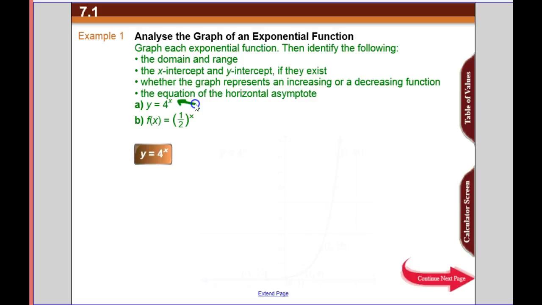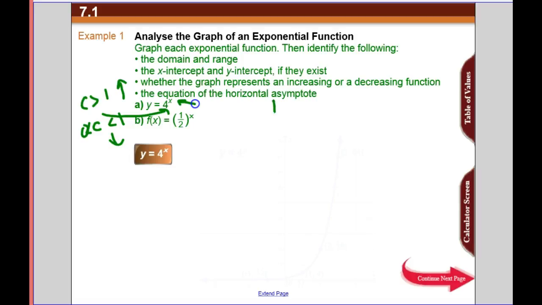So if we just remember our key ideas from exponential equations, if this number in front is a whole number, so greater than 1, then it's increasing. And if it's a fraction, so anywhere between 0 and 1, then it's decreasing.